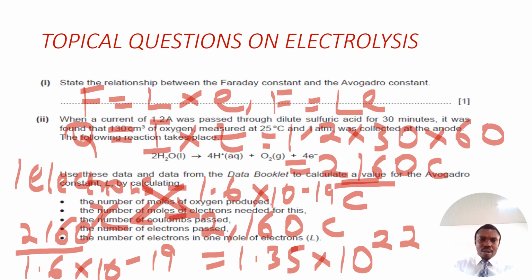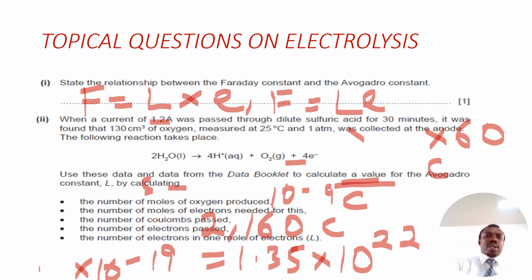So 2,160 divided by 1.6 will now be equal to 1.35 times 10 raised to the power 22. So that is the number of electrons passed. I have to erase this so I can solve the next question.